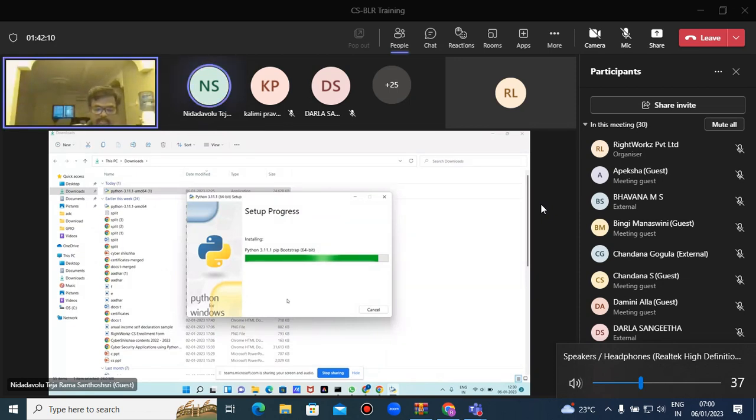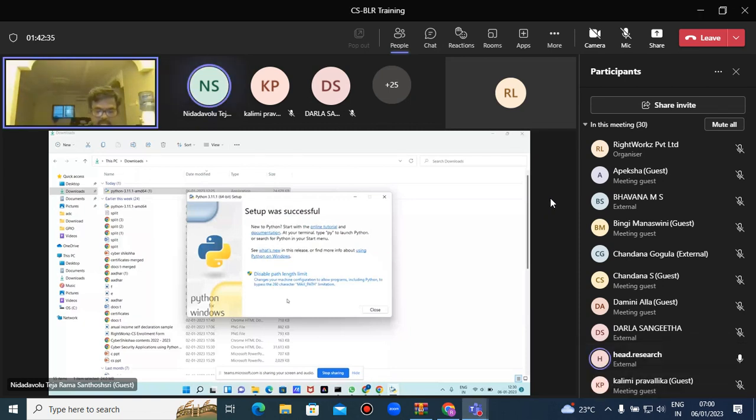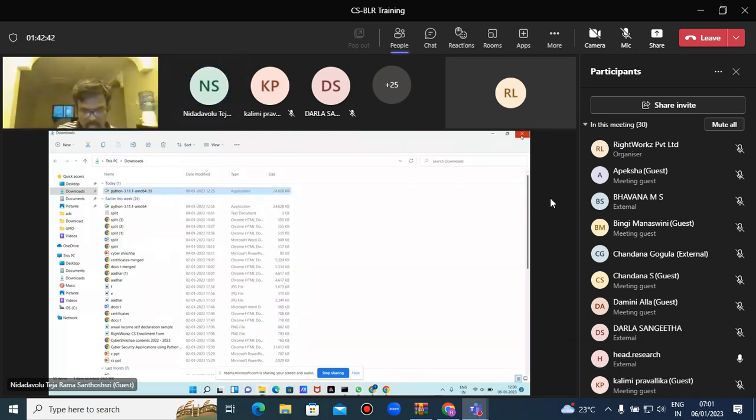Now we will see Python collections. Yeah, please close. Now go to run. Close. Go to CMD. Run command. Go to the search button. Type CMD. All of you follow like this. CMD. Yeah. Enter.